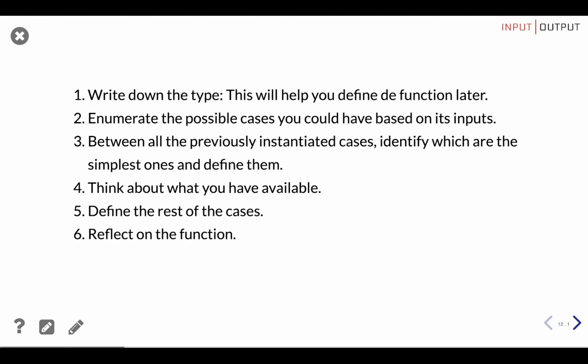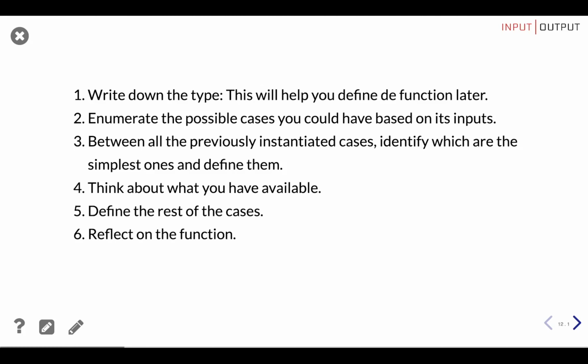Second, enumerate the possible cases you could have based on its input. Start with the standard ones that we will cover in this lesson and change or refine them as needed. Third, between all the previously instantiated cases, identify which are the simplest ones and define them. These often are the base or edge cases. Or think about what you have available to you. Parameters, functions, operators of that specific type, etc. Use those to define the rest of the cases.